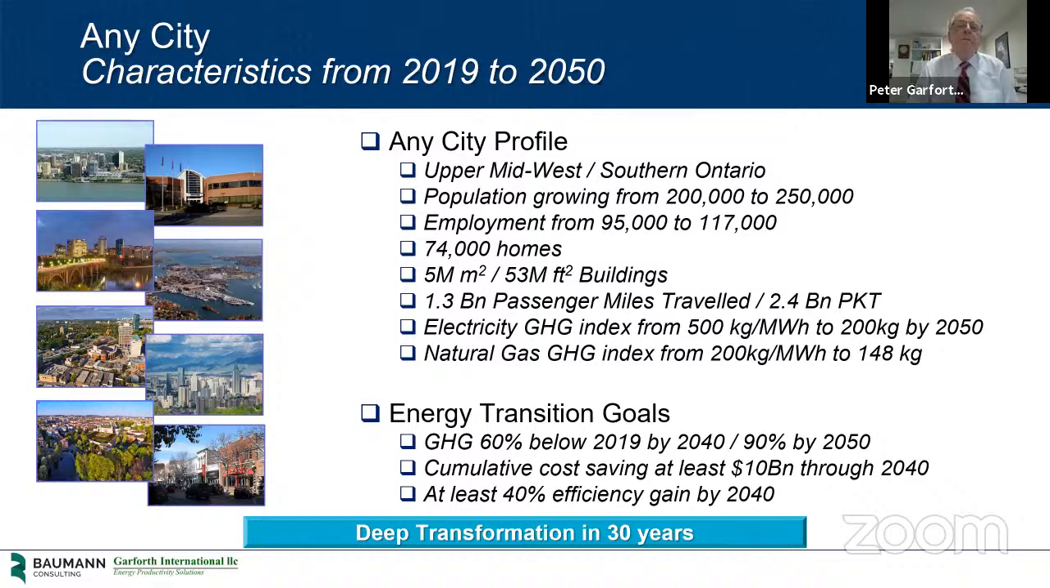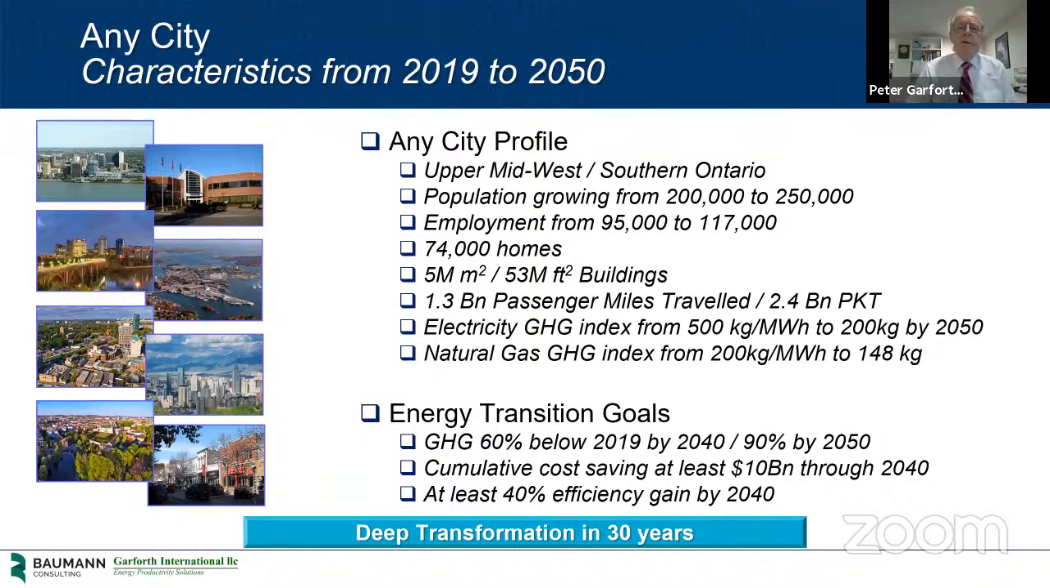It has about 1.5 billion passenger miles traveled every year for people going about their business in one form or another, including commercial traffic and transit traffic. It's on an electricity grid which is pretty average for the USA, about 500 kilograms per megawatt hour of greenhouse gas equivalent, which we expect to track down to about 200 kilograms in the next 30 years as coal plants are closed and more natural gas and more wind come on stream.